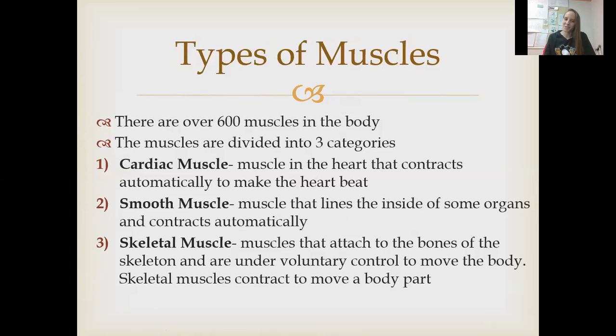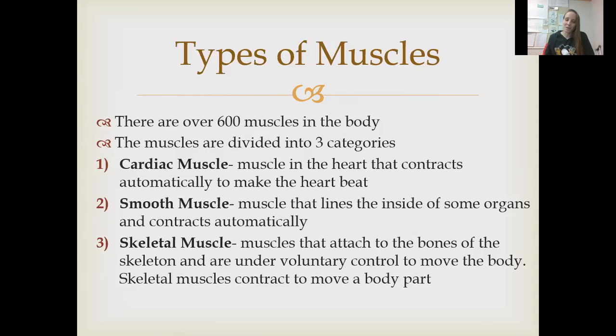There are over 600 different muscles in the body, and they can all be divided into 3 different categories: cardiac muscle, smooth muscle, and skeletal muscle. Cardiac muscle is just the muscle of the heart that contracts automatically in order to make the heart beat. Smooth muscle is the muscle that lines the inside of some organs and also contracts automatically. So that would be like the peristalsis that happens in your digestive system, stuff like that.